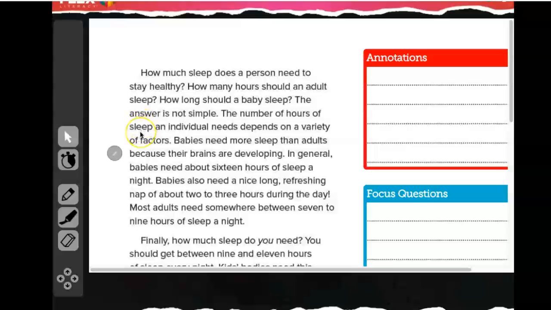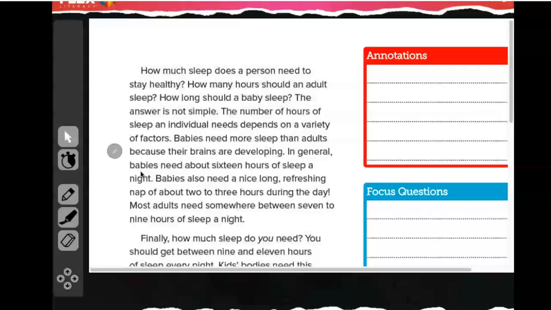How much sleep does a person need to stay healthy? How many hours should an adult sleep? How long should a baby sleep? The answer is never simple. The answer is not simple. The number of hours of sleep an individual needs depends on a variety of factors. Babies need more sleep than adults because their brains are developing. In general, babies need about 16 hours of sleep a night. Babies also need a nice, long, refreshing nap of about 2 to 3 hours during the day. Most adults need somewhere between 7 to 9 hours of sleep a night.